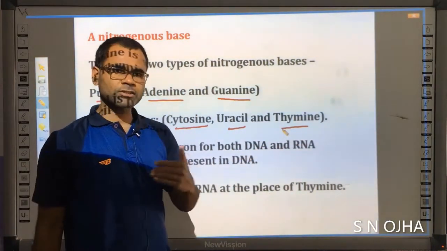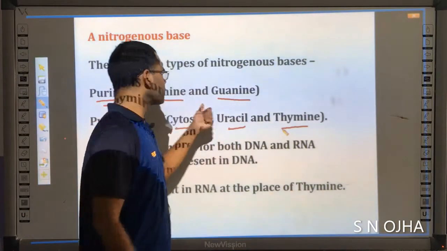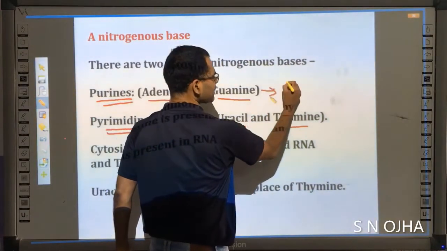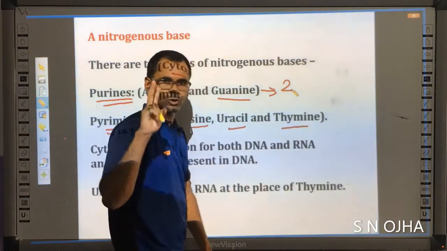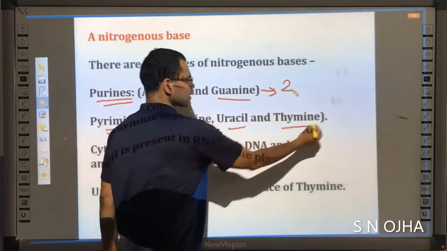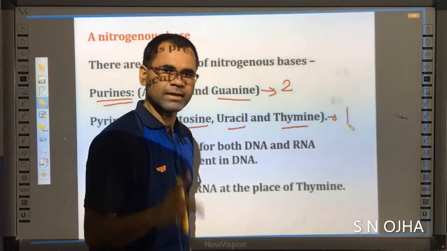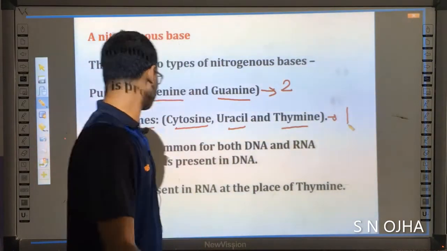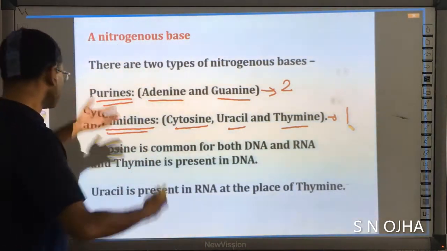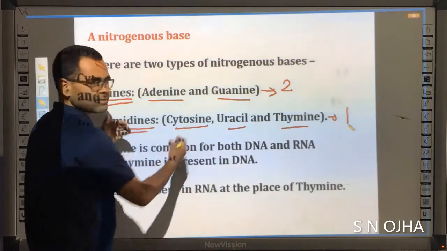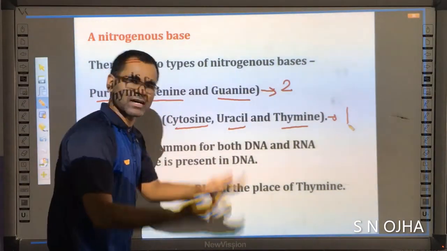If you see the structure, purines are bicyclic compounds, so they have two rings, and pyrimidines are monocyclic compounds, that means they have only one ring in their structural composition. Okay. The purines, adenine and guanine, are present in DNA as well as in RNA.